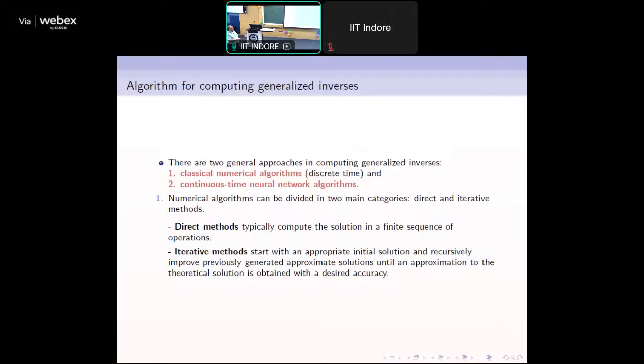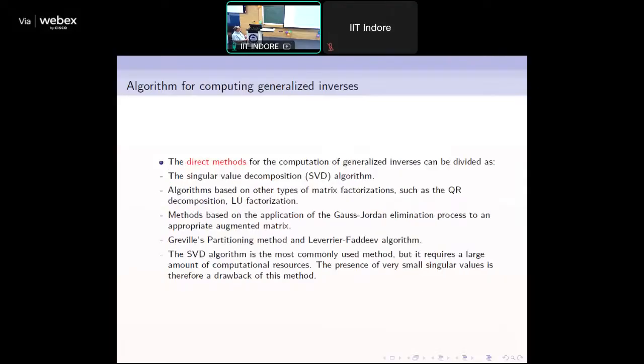Classical numerical algorithms can be direct or iterative. Direct methods typically compute the solution in a finite sequence of operations. We know exactly when the computation is finished, and we will obtain the inverse. Iterative methods start from an appropriate initial solution and improve it during iterations. We stop with the solution obtained with the desired accuracy.